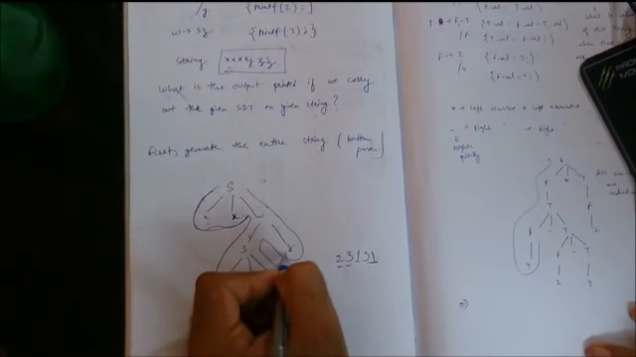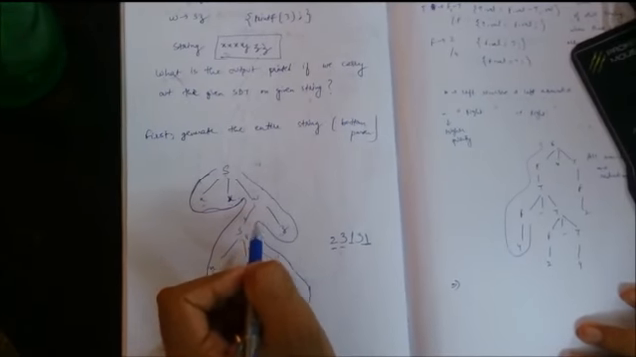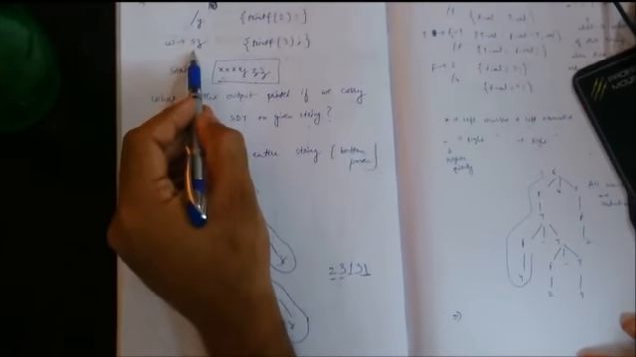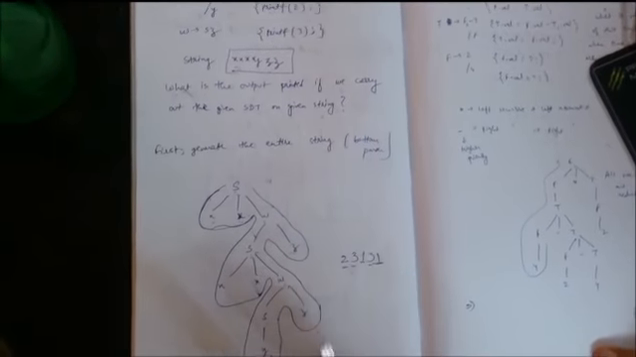Now we have Sz. Is Sz reduced to W mentioned in any of the reductions? Yes, Sz is reduced to W, and then what is it doing? It is printing 3. So 3 will be printed.